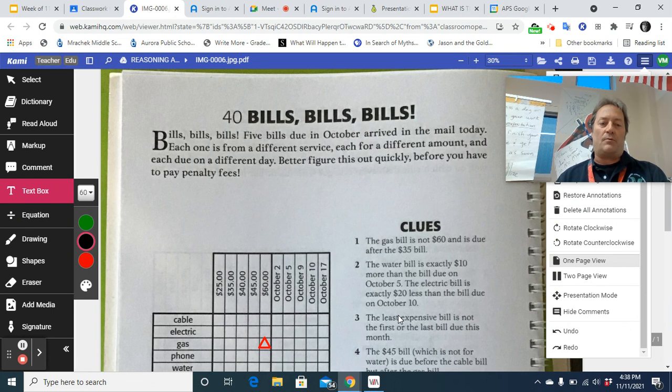40 bills, bills, bills. Five bills due in October arrived in the mail today. Each one is from a different service, each for a different amount, and each due on a different day. Better figure this out quickly using deductive reasoning before you have to pay penalty fees.